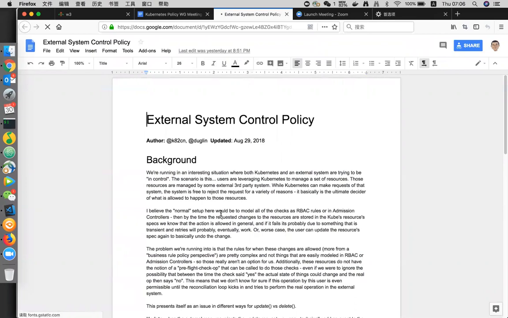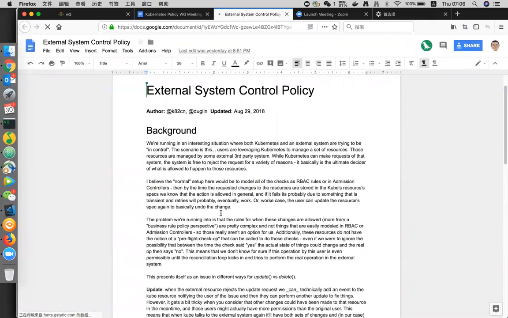Yes. But for this document, I only have a draft version, because there are still some points I haven't thought through very clearly. So I didn't publish it to Kubernetes. I'd like to get your comments before we do that.